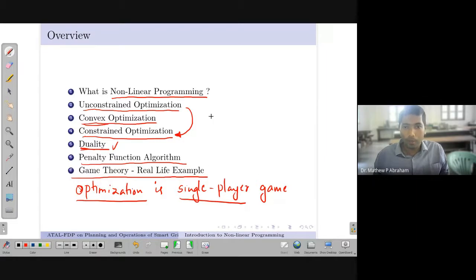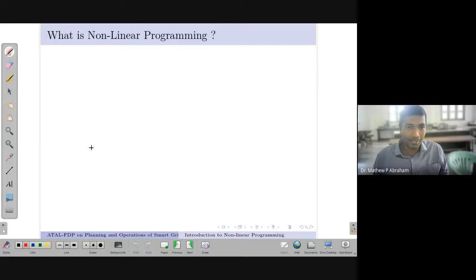Okay, so I hope the agenda for today's session is clear. Now we'll move to nonlinear programming. In my slides there is nothing; it is a clean slate. So I'll use the normal whiteboard teaching method so that you can follow along with me.